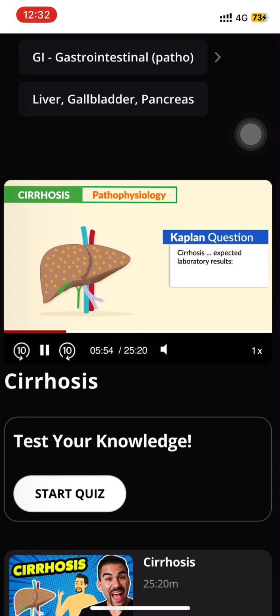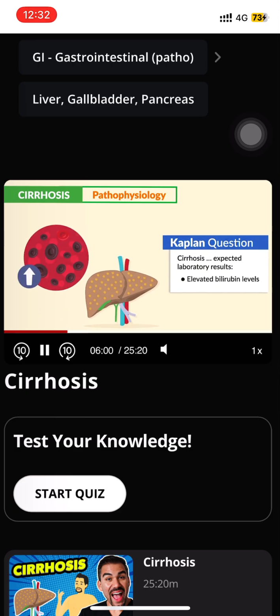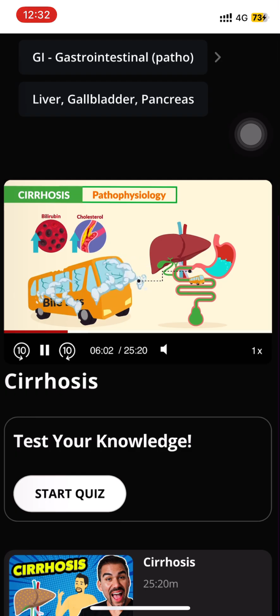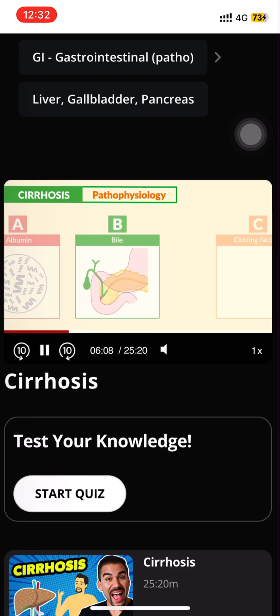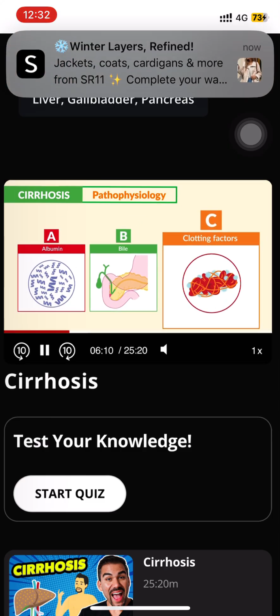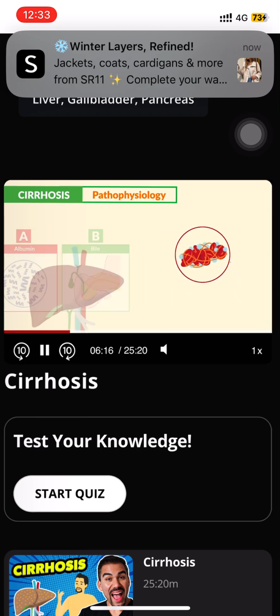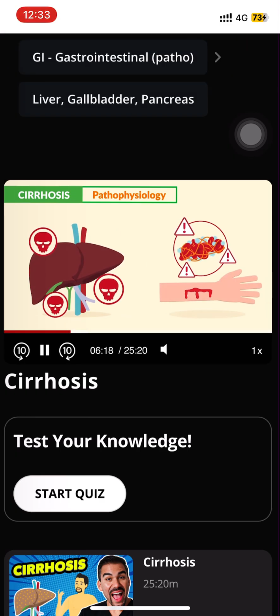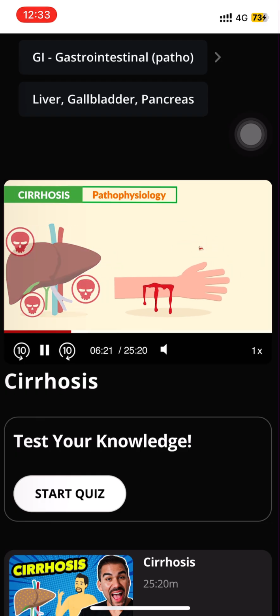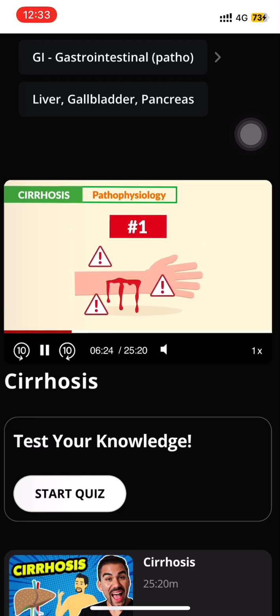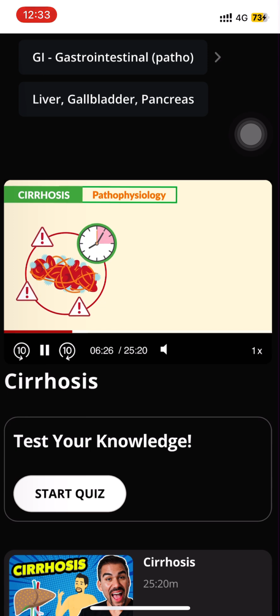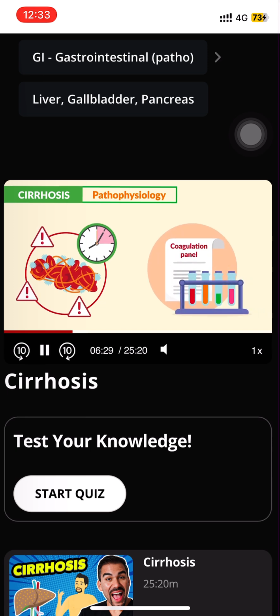So Kaplan mentions cirrhosis. Expected laboratory results is elevated bilirubin. And this is due to the lack of bile, or the bile bus, to help carry this bilirubin out of the body and into the potty. The last letter in our ABCs is C for clotting factors, or coagulation factors, which helps the blood to clot. So with liver disease, the blood doesn't clot fast enough, leading to huge bleed risks. Always our number one concern is bleeding. So naturally, we see longer clotting times, resulting in longer coagulation times on the coagulation panel when we look at lab results.